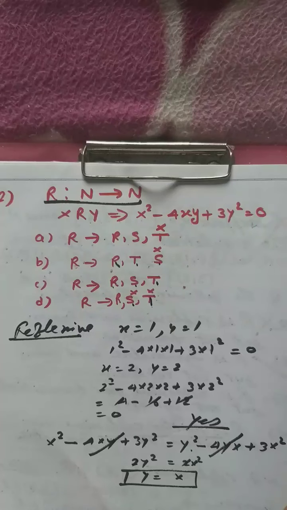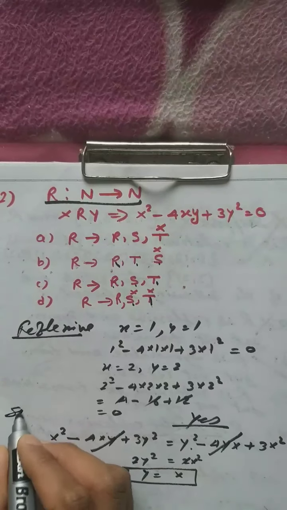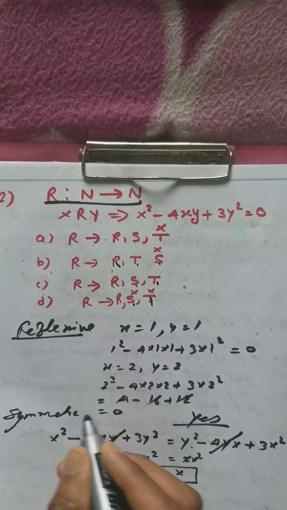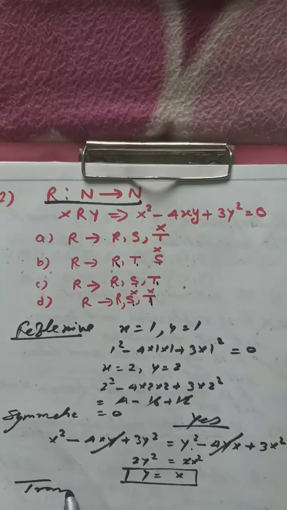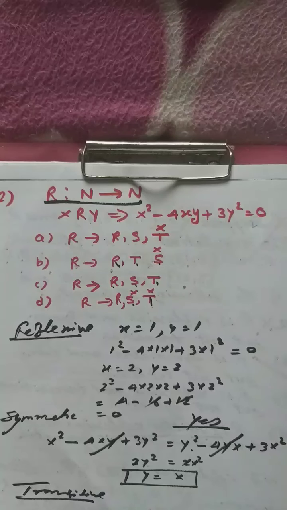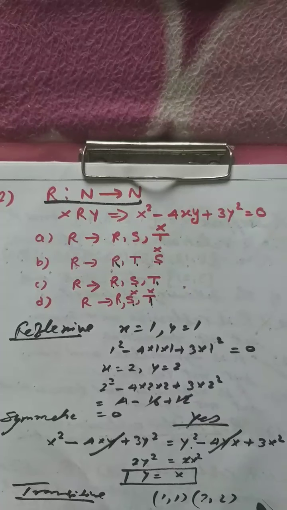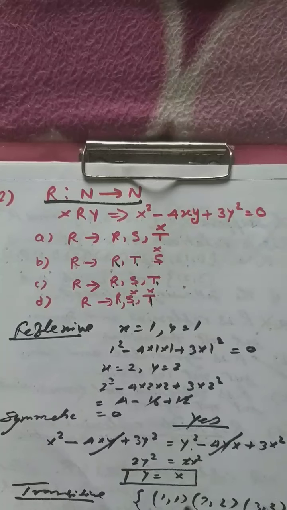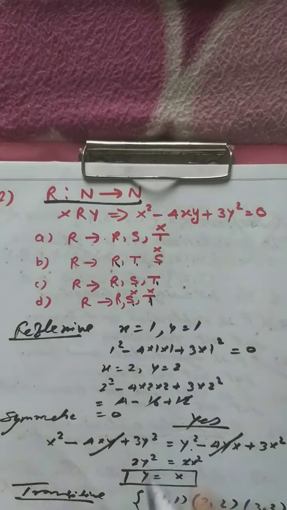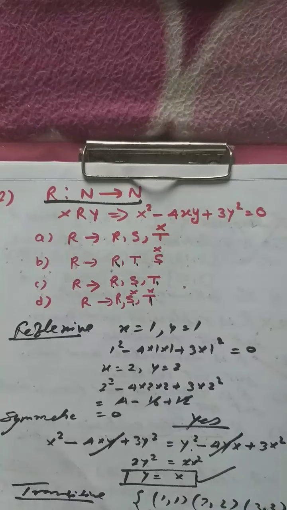Now come to the third point, transitive. This one was for symmetric. For transitive, the set is like 1 1, 2 2, 3 3, and so on. Since the relation set looks like 1 1, 2 2, 3 3, 4 4, as x equals y.